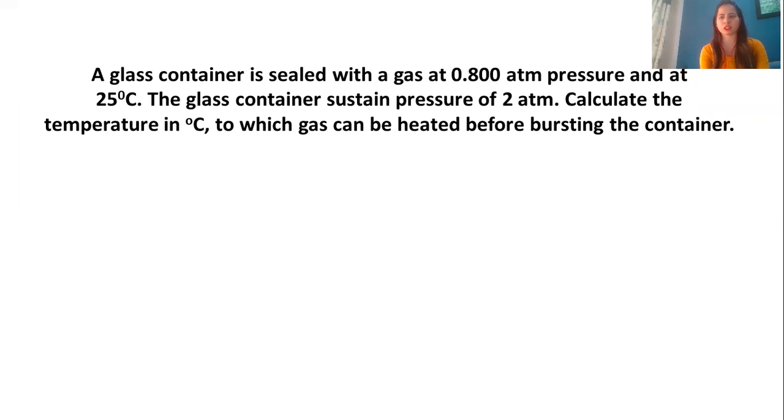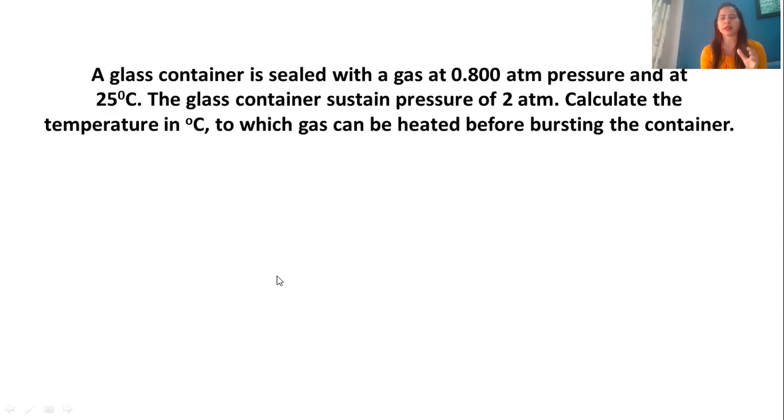As you remember, the formula was P1 upon T1 is equal to P2 upon T2. You can see we have a question. A glass container is sealed with gas at 0.800 atm pressure and at 25 degrees Celsius. The glass container sustains a pressure of 2 atm. Calculate the temperature in degrees Celsius to which the gas can be heated before bursting the container.